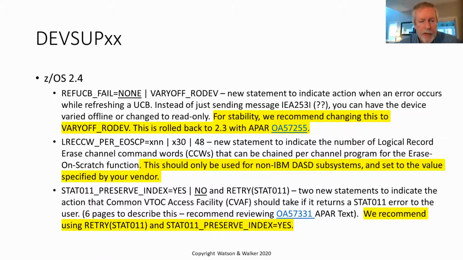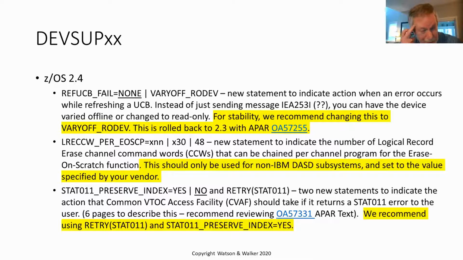Next one, if you have a problem when the system tries to refresh the UCB, prior to this new function, it would put a message out. The message that they list in the APAR is IEA253I. I don't actually think that's the correct message number, because that basically just lists the contents of the DevSubMember. I don't think that's the correct message to tell you that you had a problem refreshing the UCB, but I looked and I couldn't find what that message was. So if I come across it somehow, I'll update this presentation. But anyway, previously you would just say, oh, I've had a problem, and carry on about your merry way.